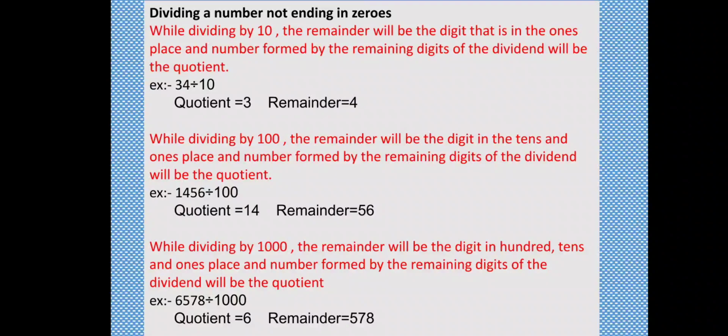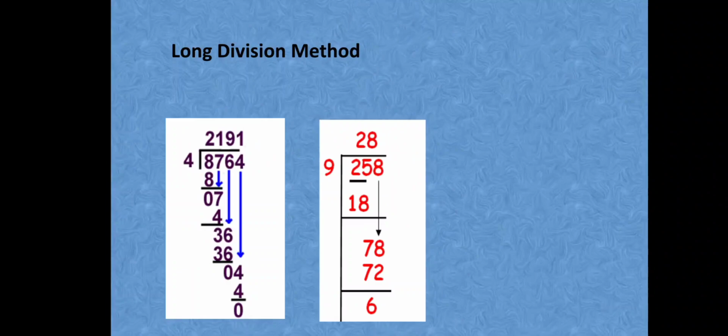Let's revise the long division method. 8764 divided by 4. Here the digit on the thousands place is divisible by 4. So 4 twos are 8. 8 subtracted from 8, we get 0. The second digit, on the hundreds place, comes down, which is 7. 7 is not divisible by 4. The nearest smaller number which is divisible by 4 is 4 itself. So 4 ones are 4. After subtraction of 4 from 7, we get 3.